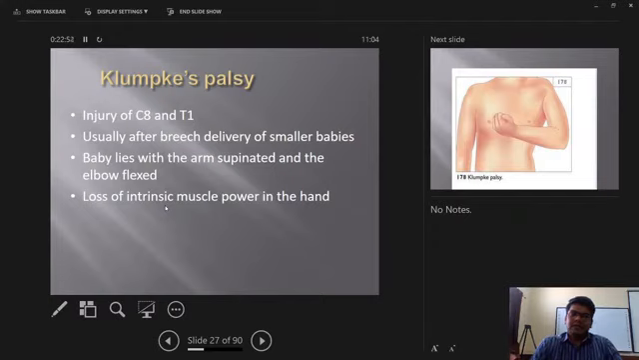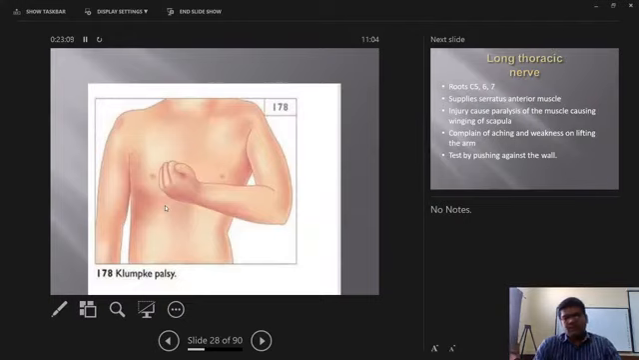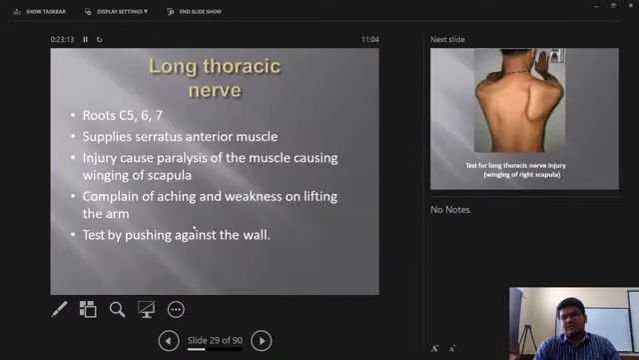Also, in Klumpke's palsy there can be an associated Horner syndrome. Horner syndrome is ptosis, miosis, anhidrosis and loss of ciliospinal reflex. So this is the typical deformity of Klumpke's paralysis.